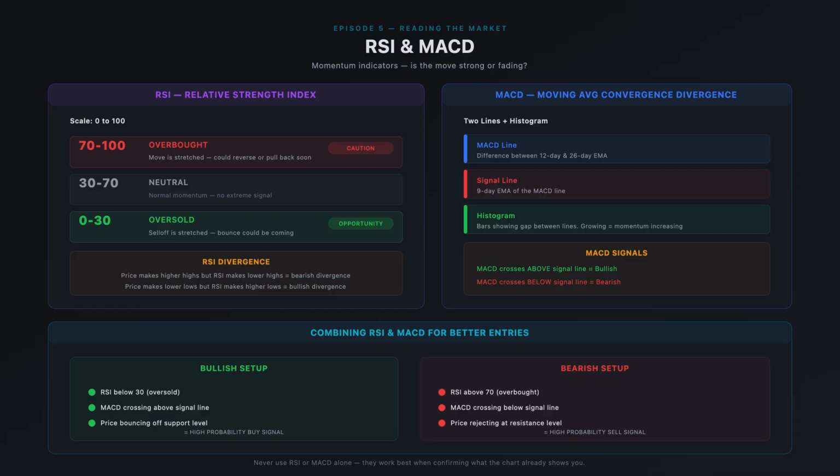MACD stands for Moving Average Convergence Divergence. It sounds complicated, but the concept is simple. It shows you when momentum is shifting. MACD has two lines, the MACD line and the signal line. When the MACD line crosses above the signal line, that's a bullish signal. When it crosses below, that's bearish.